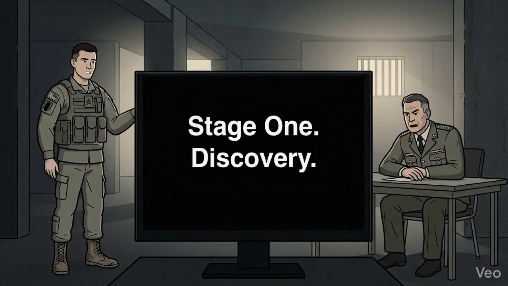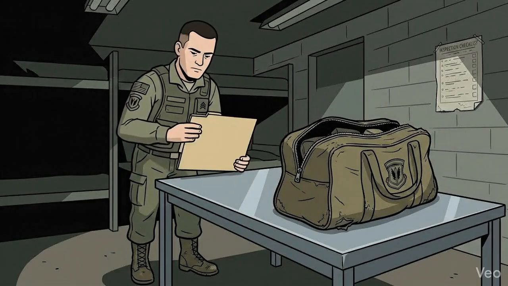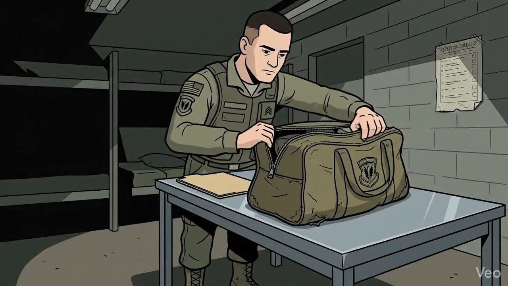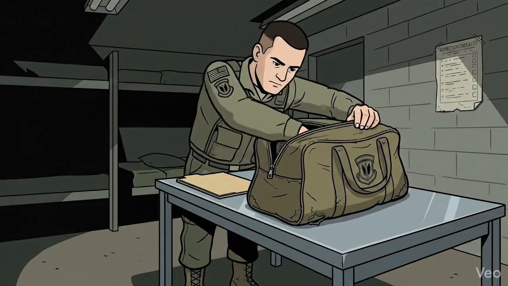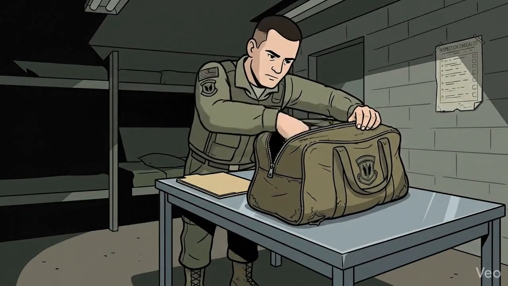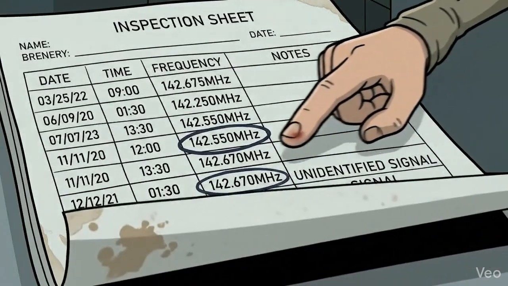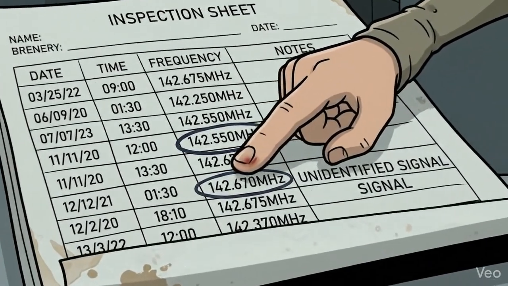The investigation starts here, with a routine equipment check revealing the first irregularity in the logs. You begin the morning inspection, checking the gear bag against the protocol list for any discrepancies. The mission folder contains classified documents, each stamped and signed as part of the standard chain of command procedure.